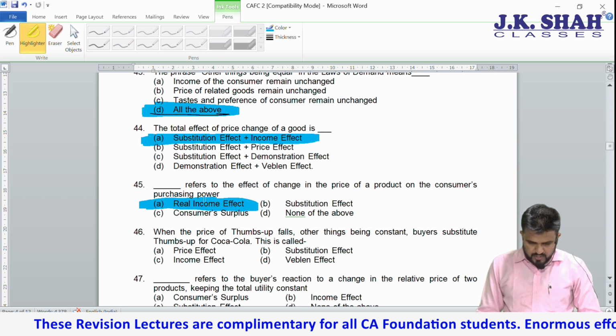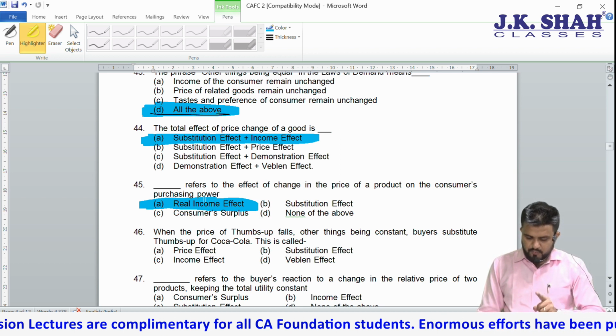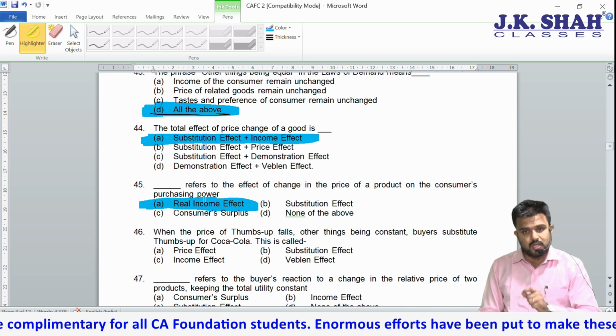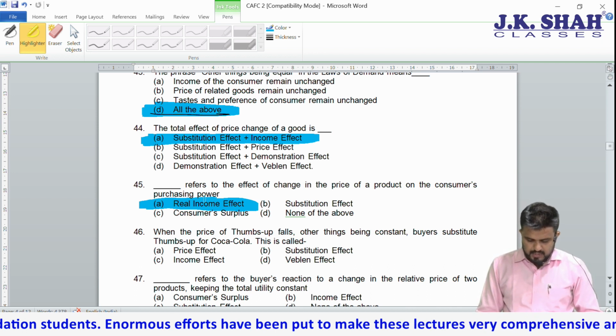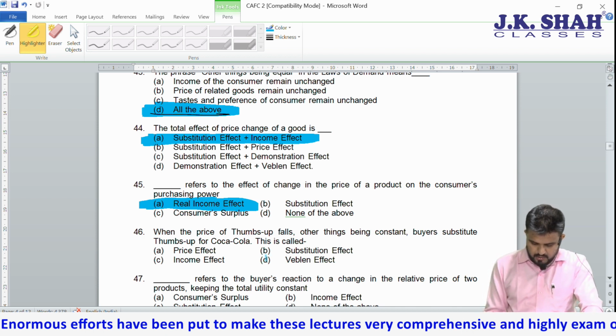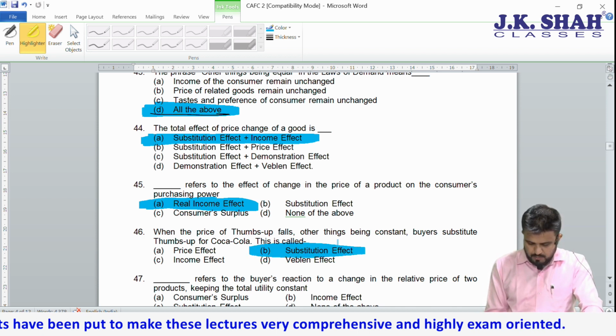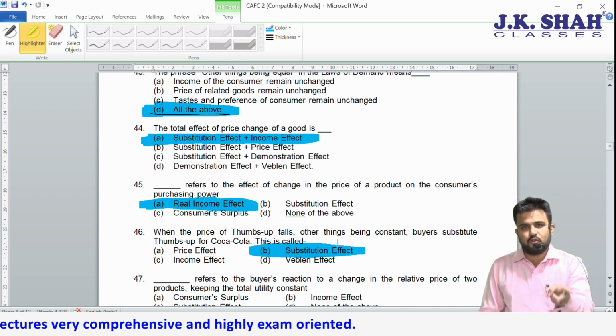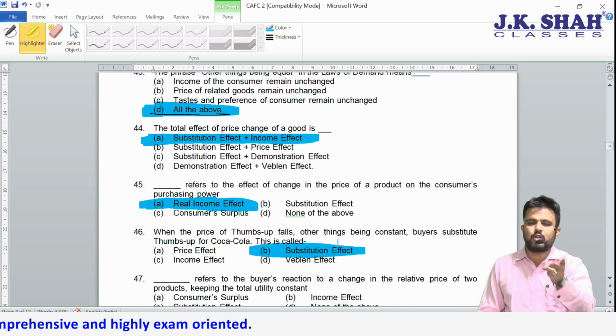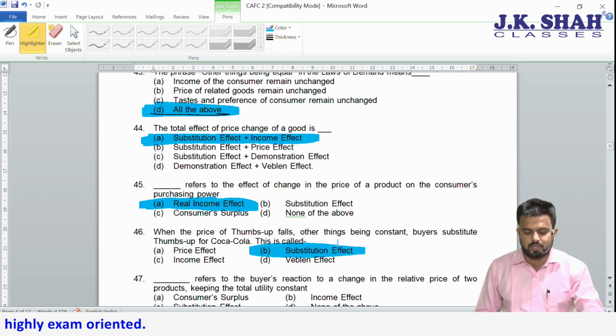Moving to the next. 46. When the price of Thums Up falls, other things being constant, buyers substitute Thums Up for Coca-Cola. This is called, students, substitution effect. In the question it is precisely given. They are jumping from one brand to another, one product to another. They are substitution.